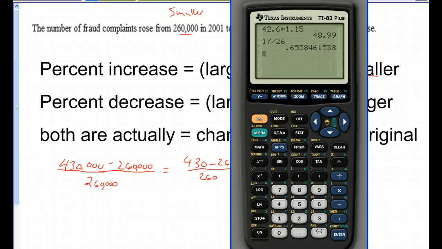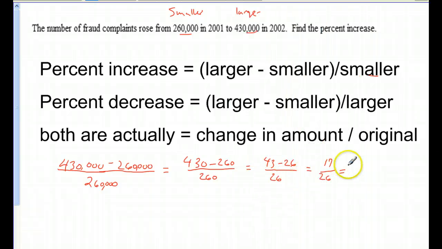I'm going to round that to 0.654, and then this is percent. Oops, 654, and this is percent, so I'm going to write it as 65.4% was the increase.